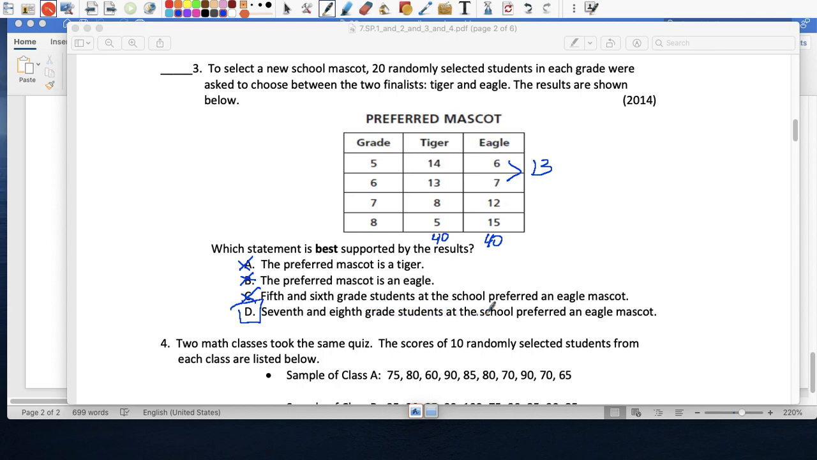7th and 8th grade students at the school prefer an eagle mascot. Is that true? Well, 12 plus 15 is 27. 8 plus 5 is 13. So in the 7th and 8th grade, the eagle was the more popular one.